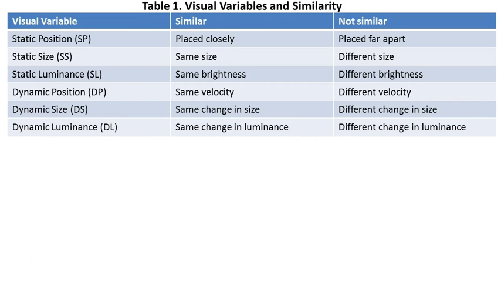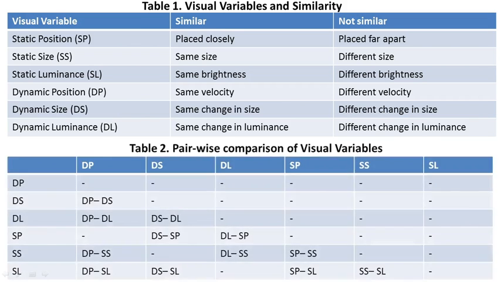Here is a summary of the visual variables that we used in our experiment on perceptual grouping, and how we manipulated them to make objects behave similarly or act in an opposing fashion. We did pairwise comparisons, making two variables compete with one another to determine which variable had the stronger grouping power.